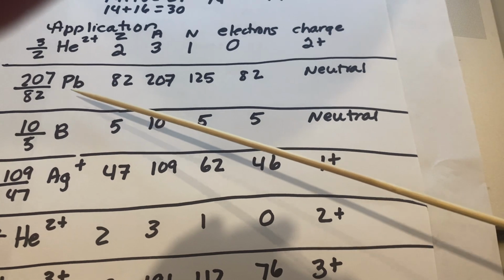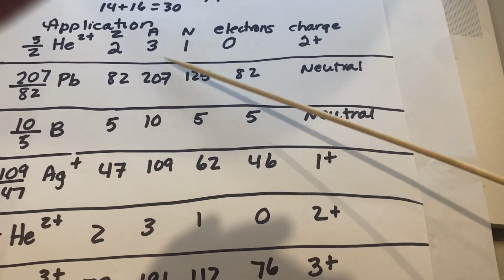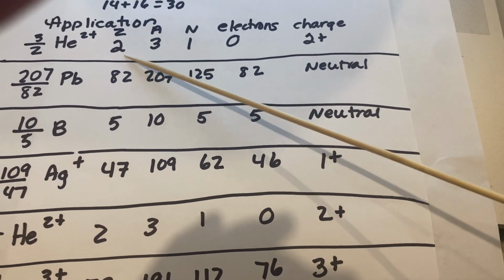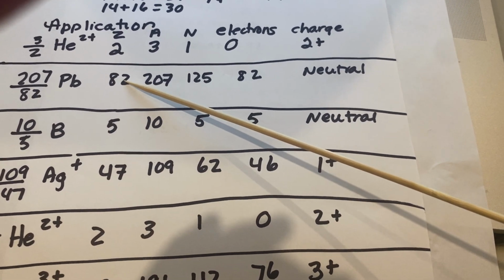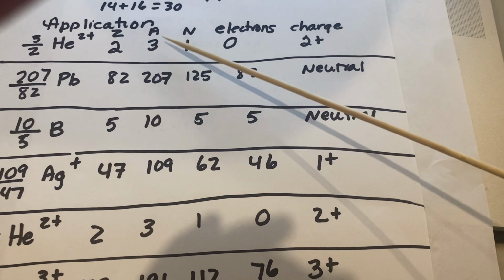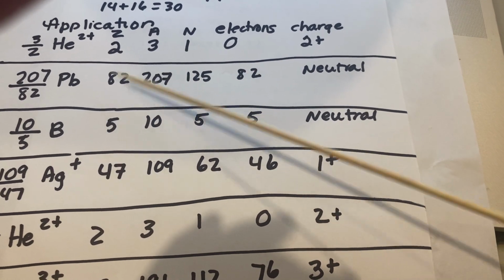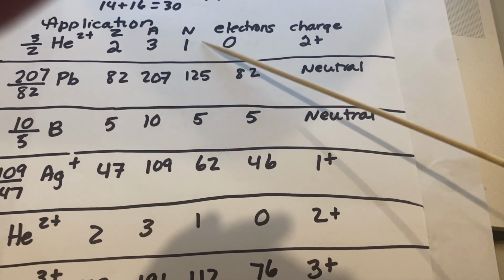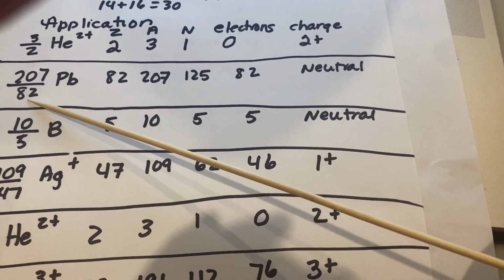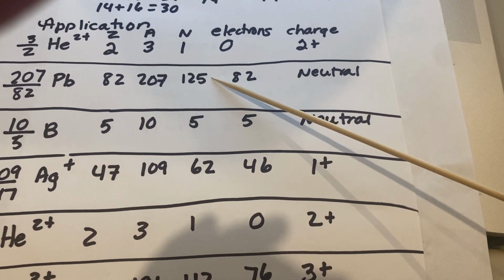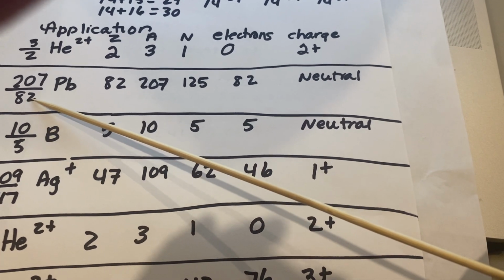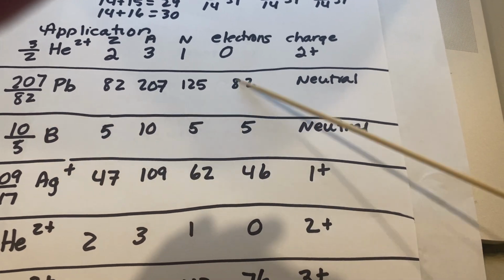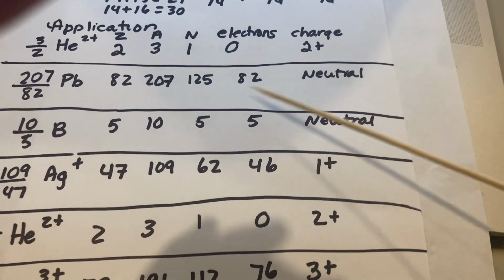And this here with lead, 207/82. So we have the atomic number, the protons, are going to be 82. The mass number is 207. And then the neutrons are going to be 207 minus 82, which is 125. And the electrons, since there's no charge, are going to be the same as the protons, 82. And it's going to be a neutral charge.